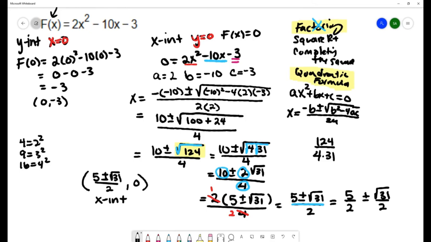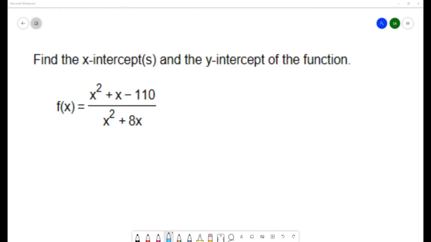And remember earlier we found the y-intercept to be negative 3. Find the x-intercepts and the y-intercepts of the function f of x equals x squared plus x minus 110 over x squared plus 8x. So I'm going to start by finding the y-intercept.